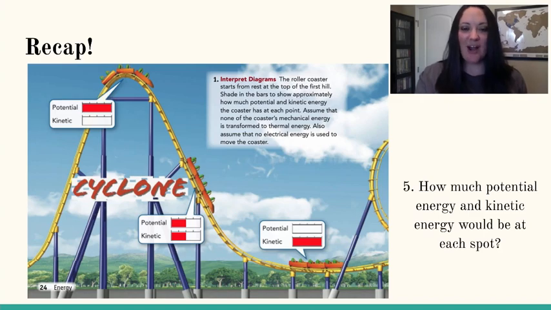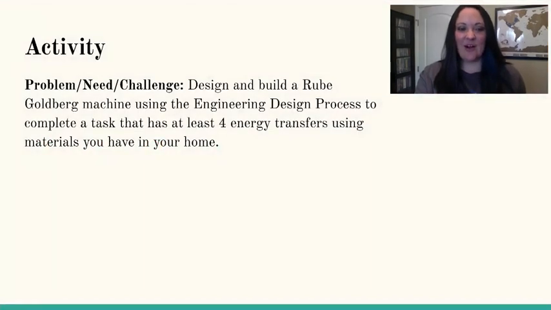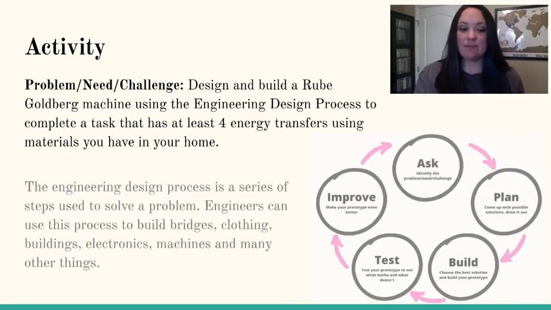Good job, guys. All right, let's get into our activity. Our problem, need, or challenge is to design and build a Rube Goldberg machine using the engineering design process to complete a task that has at least 4 energy transfers, using materials that you have in your home. So you need to understand what the engineering design process is.